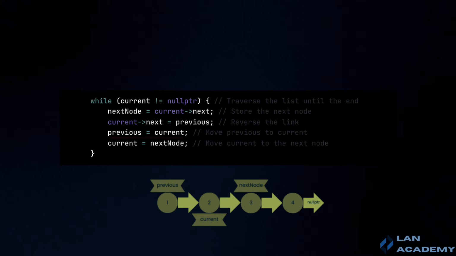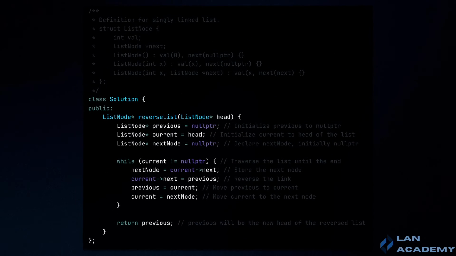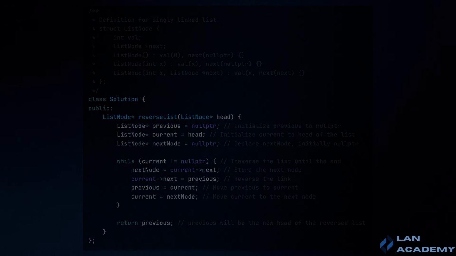We then move the previous pointer forward to point to the current node, preparing it for the next iteration, where it will be the node to which the next node should point. Finally, we move the current pointer forward to point to next node, advancing current to the next node to be processed in the next iteration. By systematically reversing the links and advancing the pointers, we traverse the entire list and reverse the direction of all the links. When the loop terminates, previous points to the new head of the reversed list, which we then return.